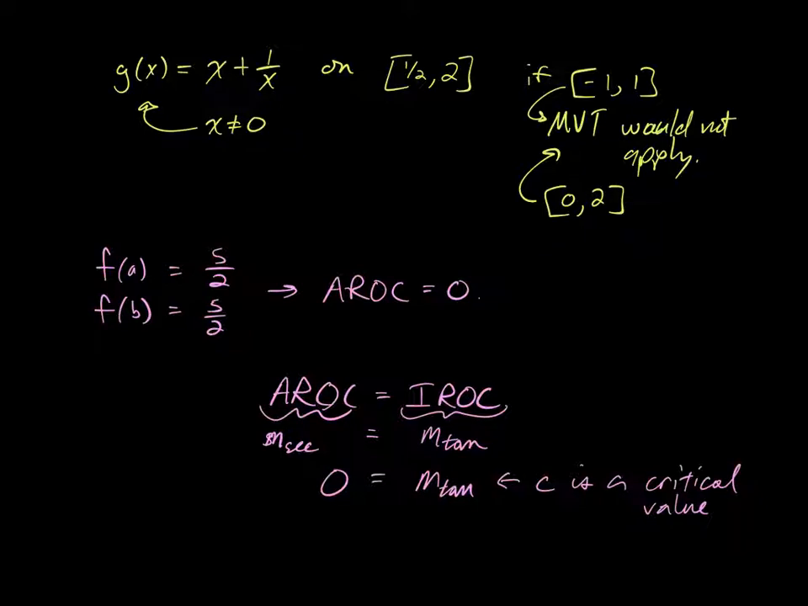If you're using the mean value theorem and the endpoints have the same y value, your average rate of change is 0, and essentially you're just finding a critical value there.